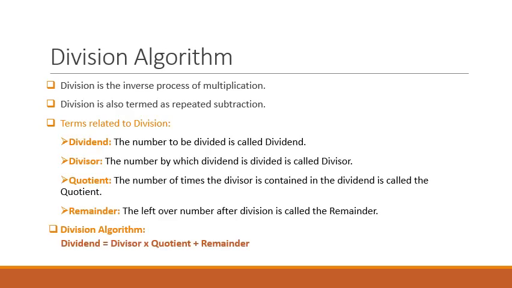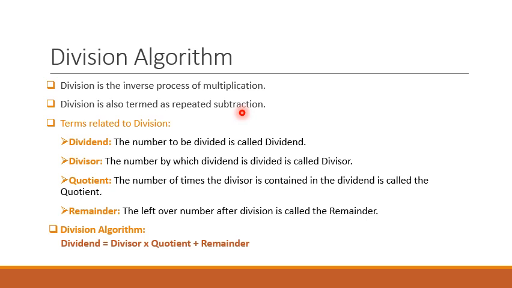Division algorithm. Children, we have already learned about division in our lower classes. So let's have a revision. Division is the inverse process of multiplication. Sometimes division is also termed as repeated subtraction. Just as we call multiplication as repeated addition, division is termed as the repeated subtraction.